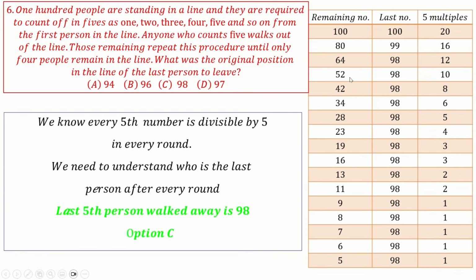Similarly you check. After this, there is no number which is divisible by 5, up to almost the last stage where you have 5 people. When 5 people are there and the last person is 98, only one person will leave, that is 98. He will leave. He is the last person to leave the line. Now I am left with only 4 people. Now no more counting. Correct. So the last fifth person to walk away from the line is 98. So that's option C.